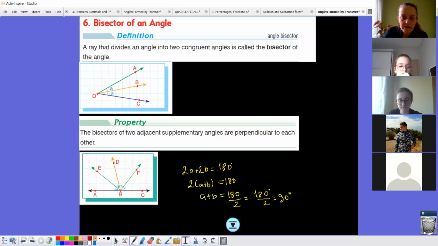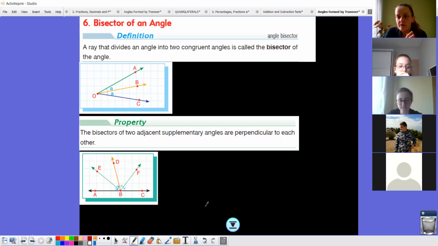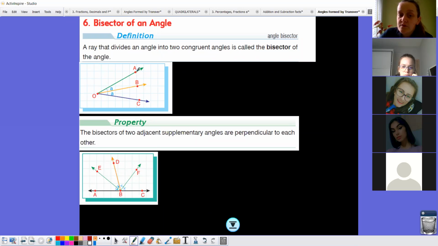Bisector of an angle. I don't know in your native language how it is called, but a bisector is the line that will divide the angle into 2 equal angles. I don't know how it's called in Albanian and in Macedonian. In Macedonian, maybe it's symmetral, something like that. But here, as you see, if I have an angle AOC, OB divides it into 2 equal angles, like A and A. So OB is the bisector of the angle.